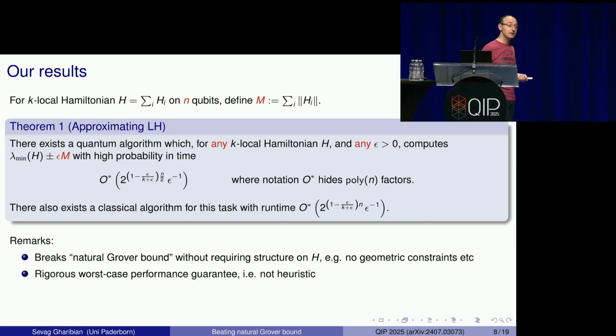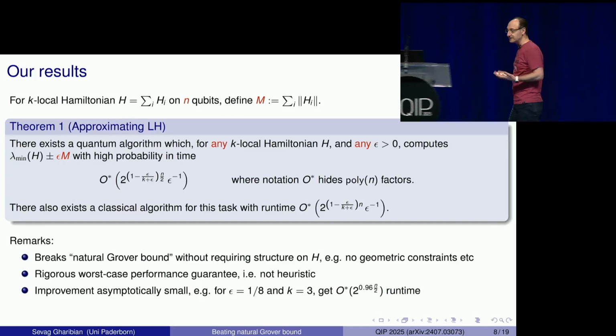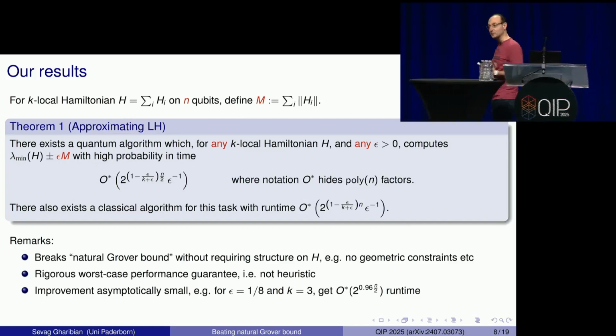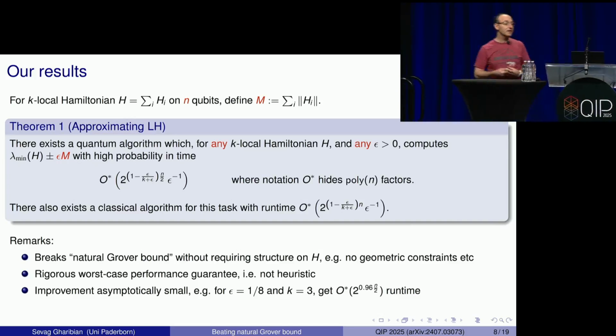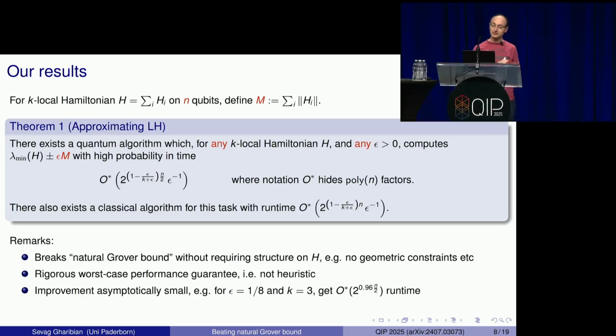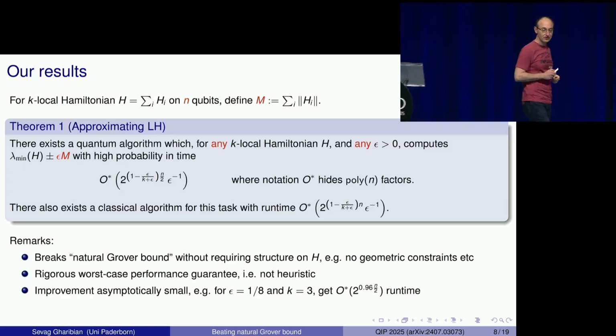Number 2, another positive is that this is a rigorous worst case performance guarantee. It is not a heuristic. On the downside, the improvement is only asymptotically optimal, asymptotically small, right? So for example, for that 3-SAT example I showed you with PCP, if k equals 3, if epsilon is 1 over 8, then we barely beat this n over 2 runtime with 0.96 times n over 2. Okay, so this is our first theorem.